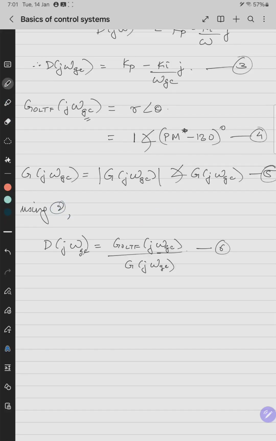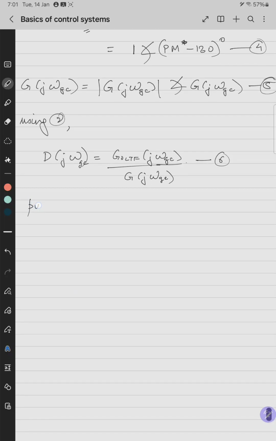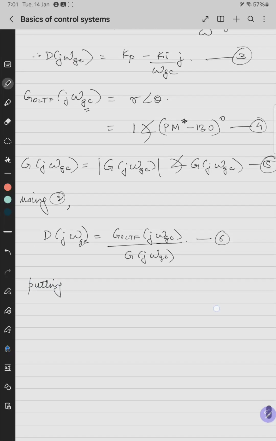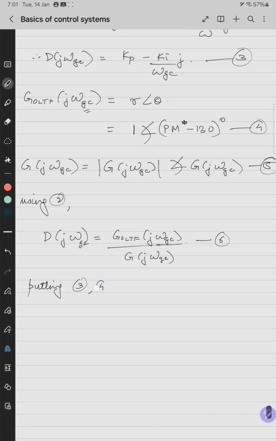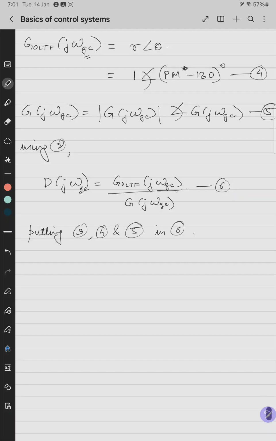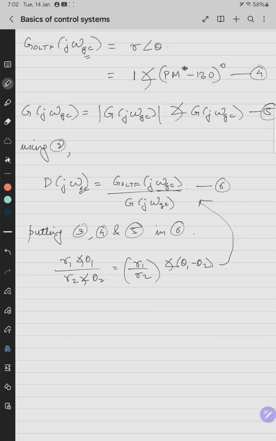So I'll write using 2. This is equation 6. Then putting 3, 4 and 5 in 6, you can get the Kp, Ki value easily. I'll tell you how. Now here it is in the denominator. r1 e to the power j theta 1 divided by r2 at an angle of theta 2 will be what? r1 by r2 at an angle of theta 1 minus theta 2, right? We'll use the same principle here.